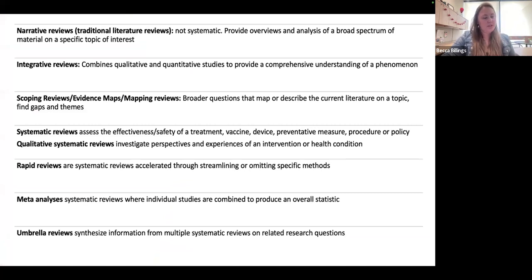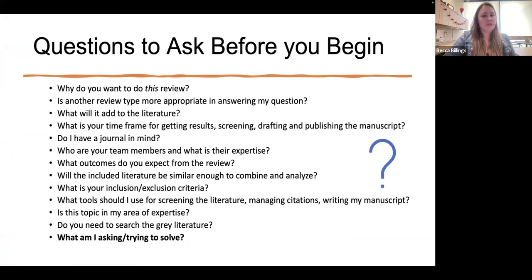These are just quick definitions that I wanted to provide you for each of these main study designs, but we're going to get into the specific review methodologies in the next few slides. Anytime you're doing research and you want to do a review, I want to encourage you to ask the following questions before you get started. So the first thing is, why do you want to do this type of review?